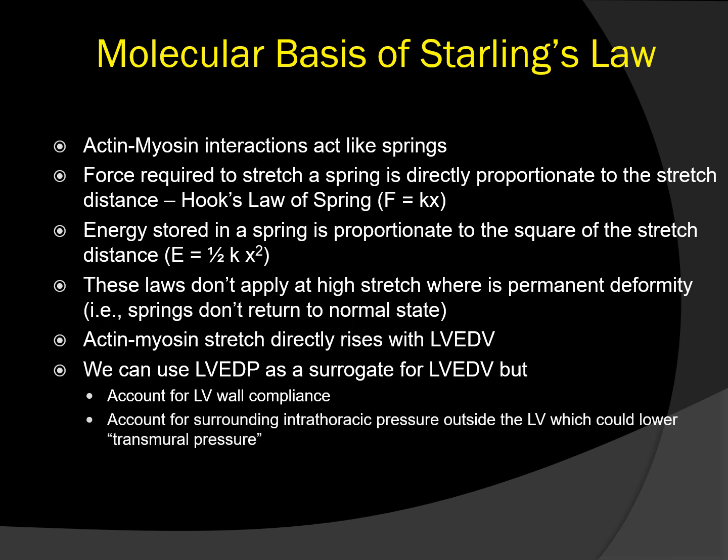We must also account for the surrounding intrathoracic pressure outside the LV, which could lower the transmural pressure. This is the mechanism of shock caused by cardiac tamponade or tension pneumothorax. In these cases, the intramural pressure of the LV is adequate, but the surrounding pressure is markedly elevated, which squeezes the heart and reduces the effective transmural pressure and underfills the heart in spite of normal LVEDP. I'll show you this in a few minutes with some illustrations.